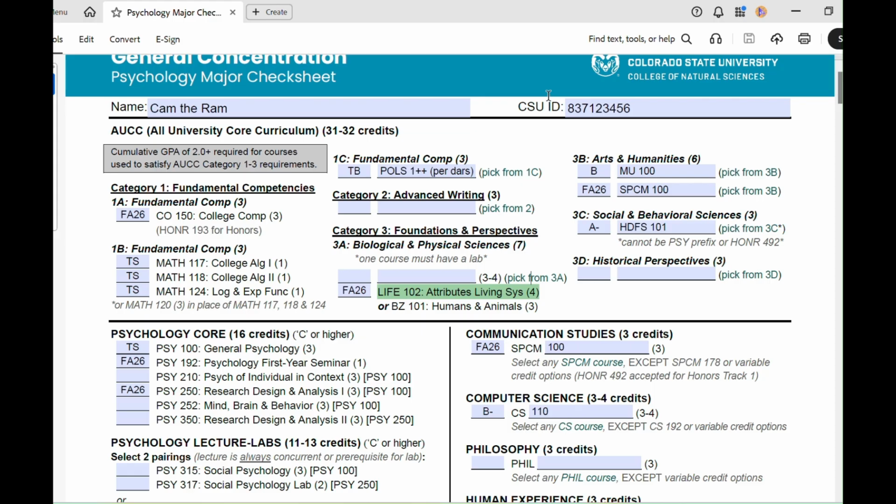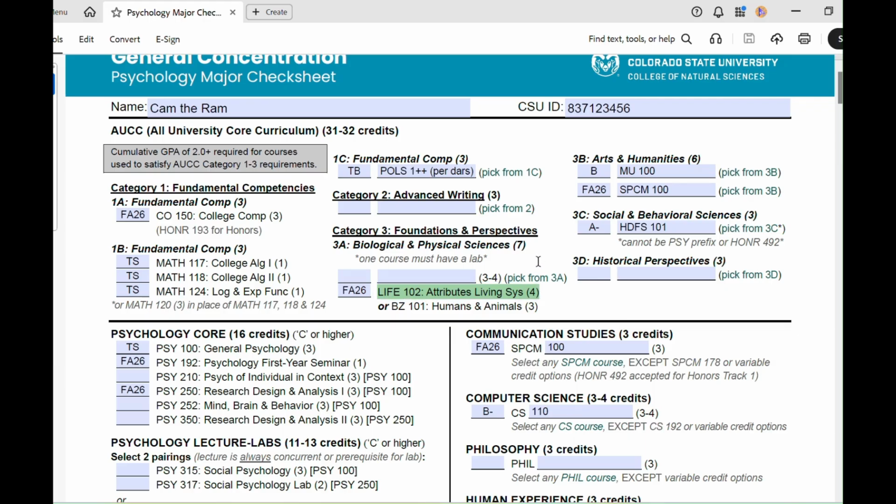For psychology majors, we require one of the 3 science courses to be a life science course. You can choose from BZ 101, Genes, the Body, and Beyond, previously called Humans and Animals, or Life 102, Attributes of Living Systems. The second science course in this 3A category can be any option from the 3A pick list. Cam is taking Life 102 this fall, which is 4 credits because it is a lecture and a lab.